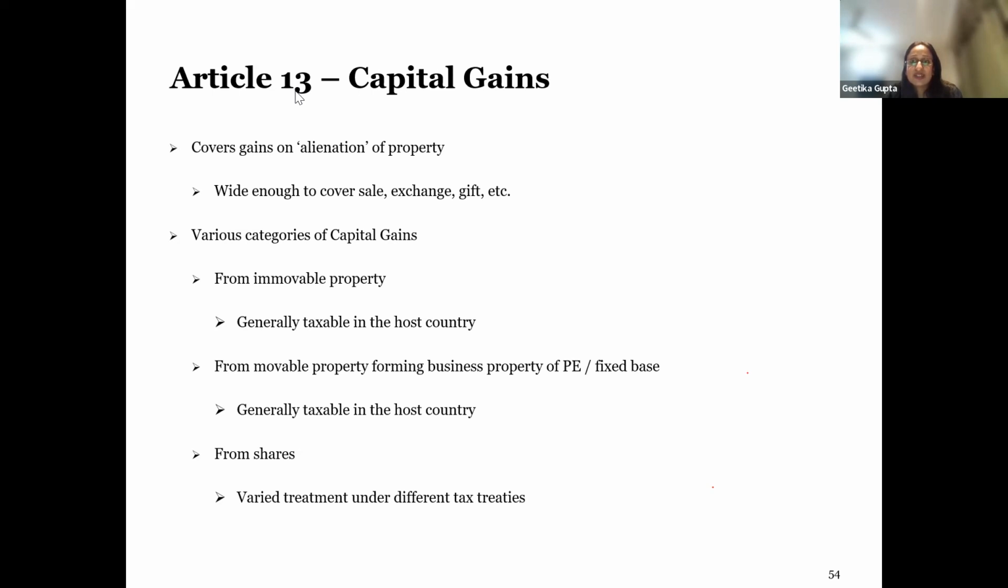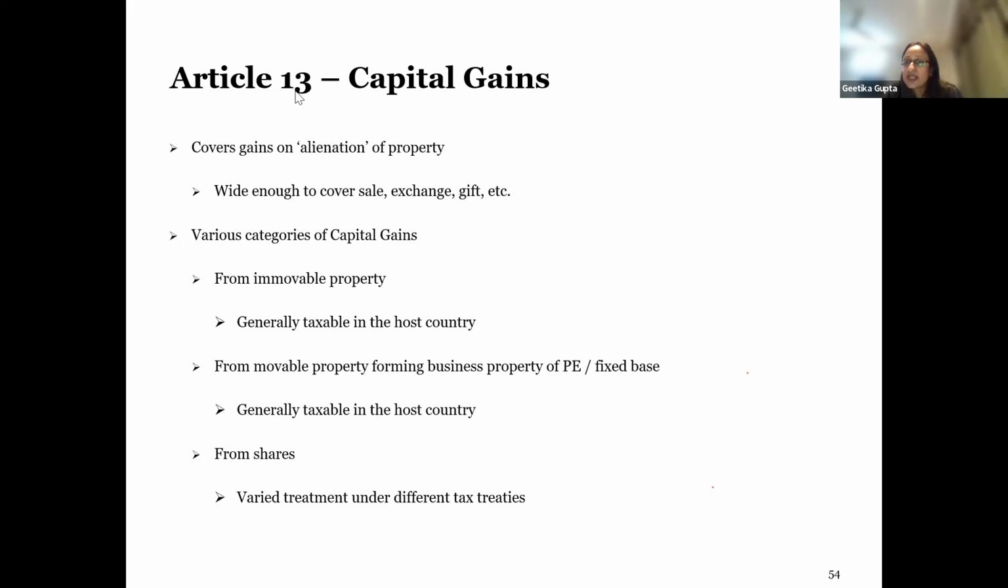So one of the conditions of a dependent agent PE was that the agent needs to be legally and economically dependent. But in this case, the person can be said to be economically independent, hence dependency is not satisfied, hence no PE. But yes, documentation is very important. And if I'm correct, I think there is a judgment of NetApp of the Delhi Tribunal, which discusses this concept. Yes.